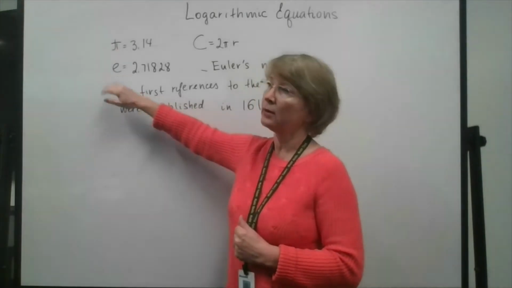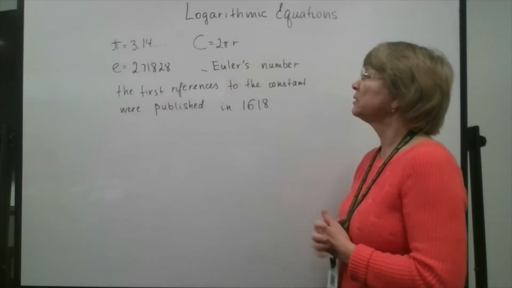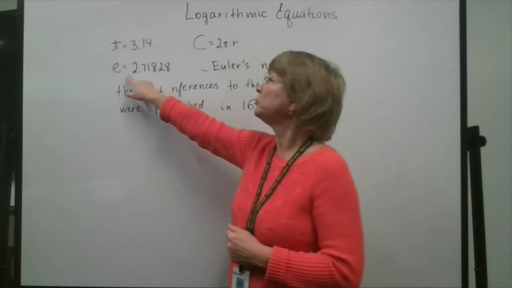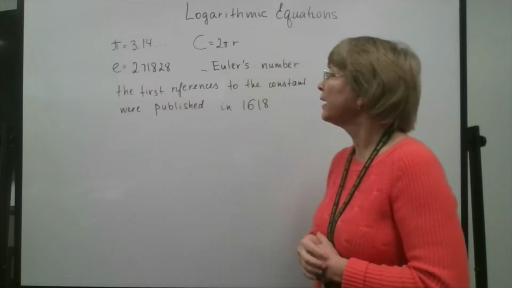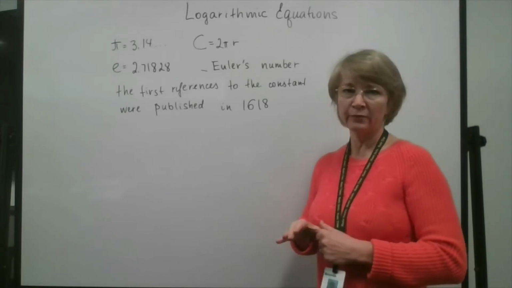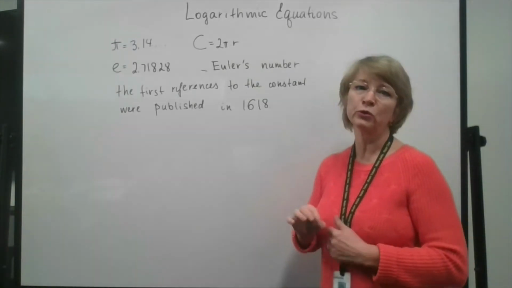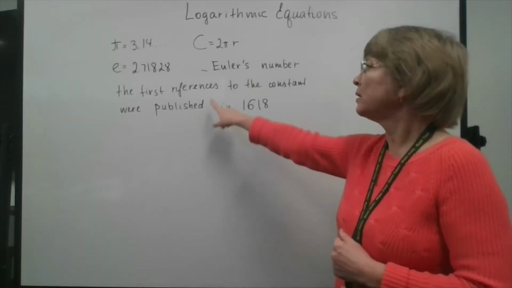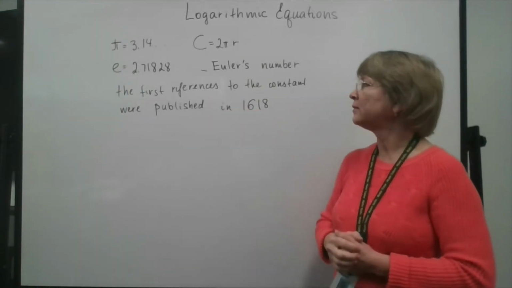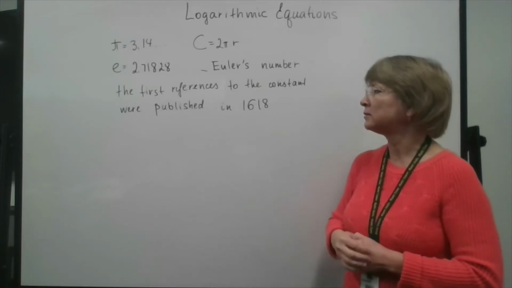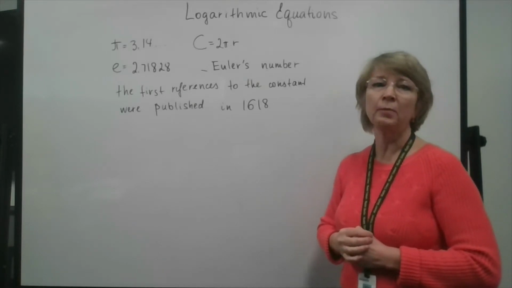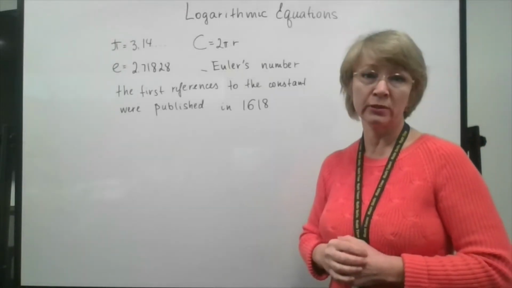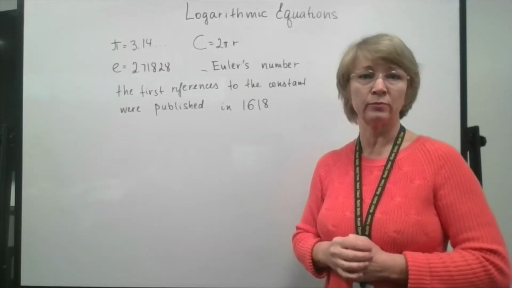It's e. And the name for this is Euler's number. And e is equal to 2.718. You don't have to memorize this number. We will use a special button on your calculator. And believe it or not, the first references to this constant were published in 1618. So it's more than 500 years ago.